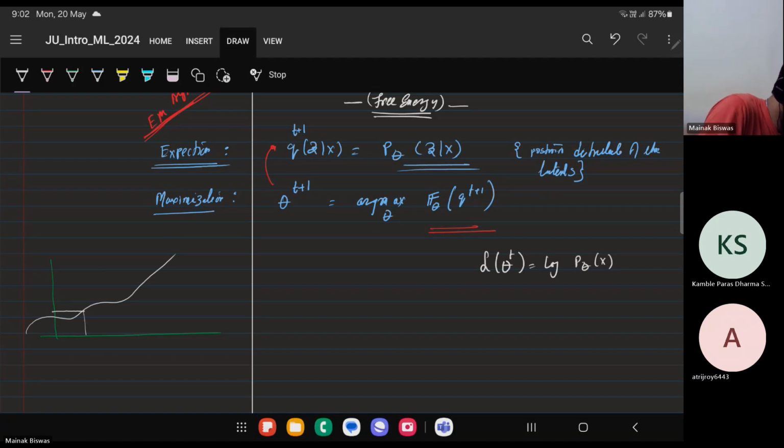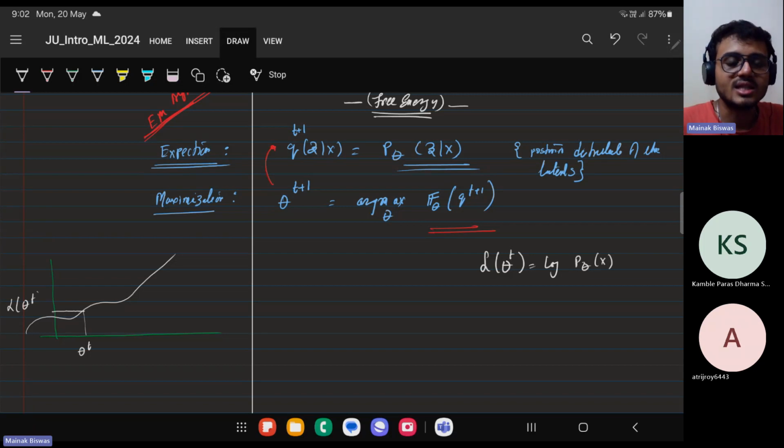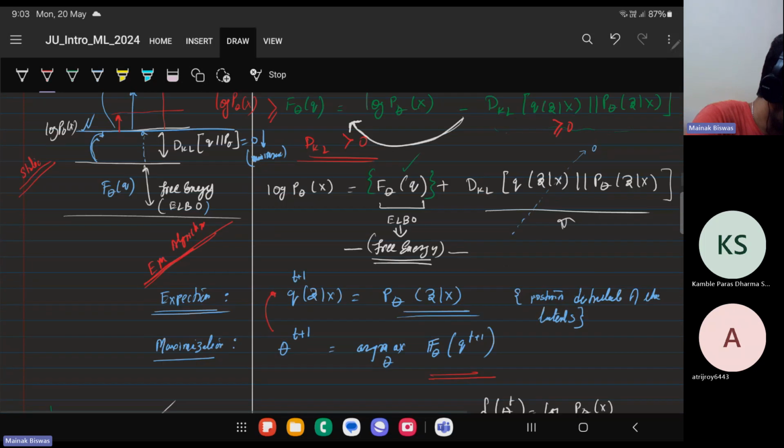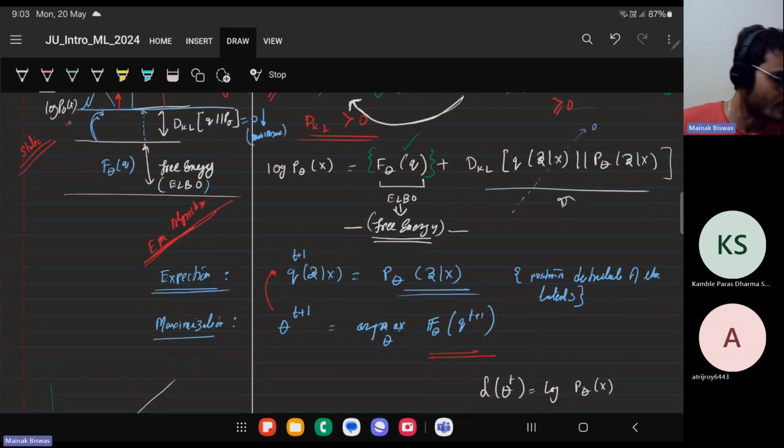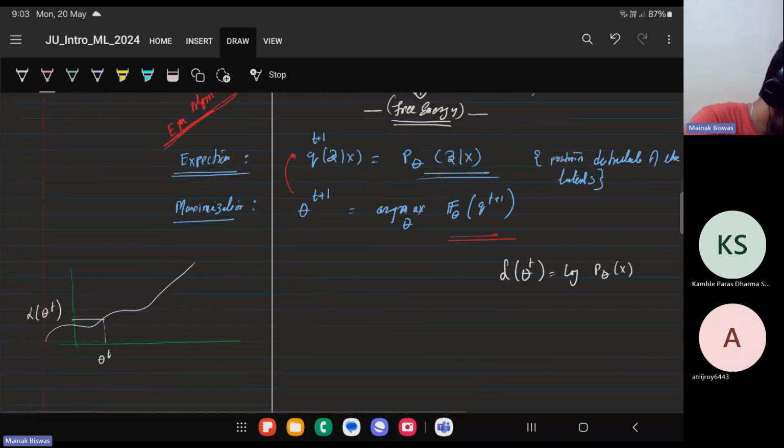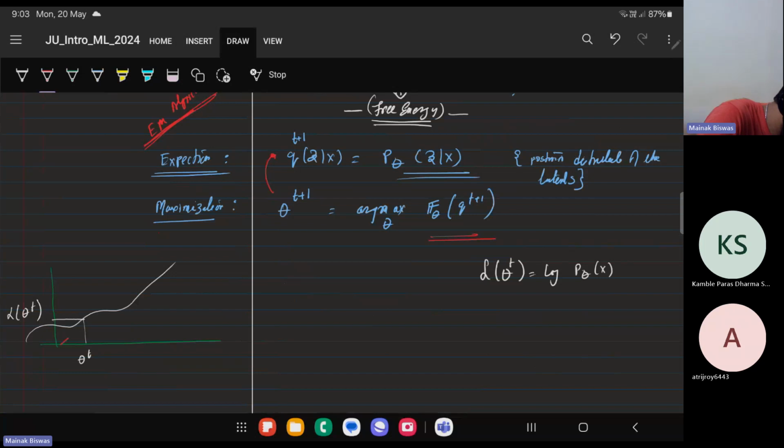All right. I'd say this is your theta t. This is your L theta t. So now I tell you, what do you see from this picture? From this picture here, L theta t is log of p theta xt, right? So there will be two functions. It will be something like this. I'll tell you what it means.